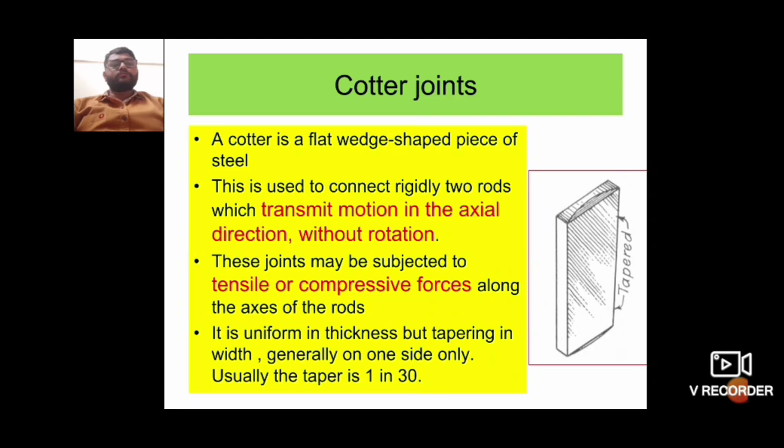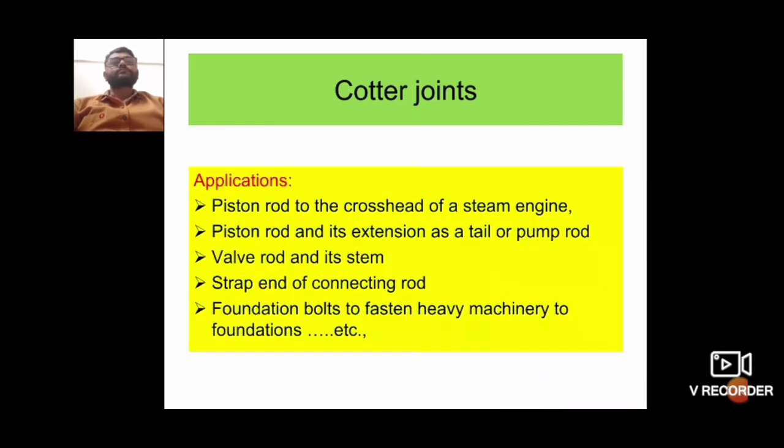It is uniform in thickness but tapering in width, generally on one side only, and usually the taper is 1 in 30. Next, the applications of quarter joint.